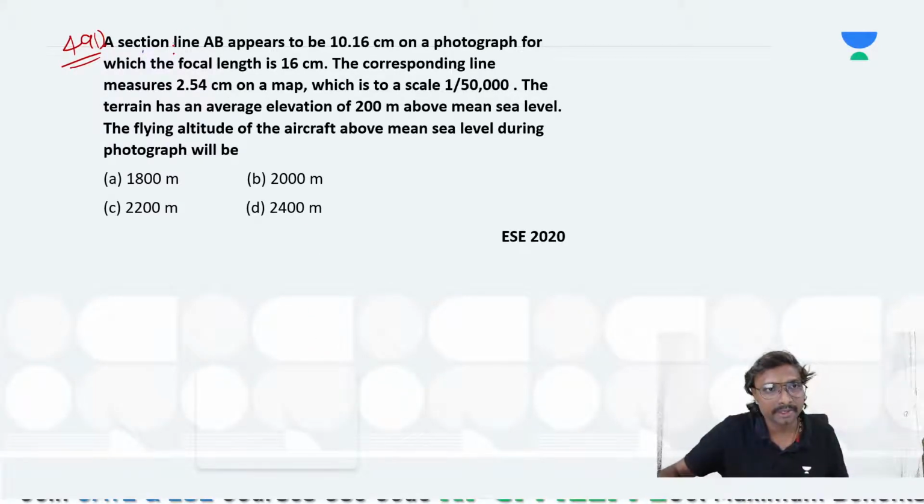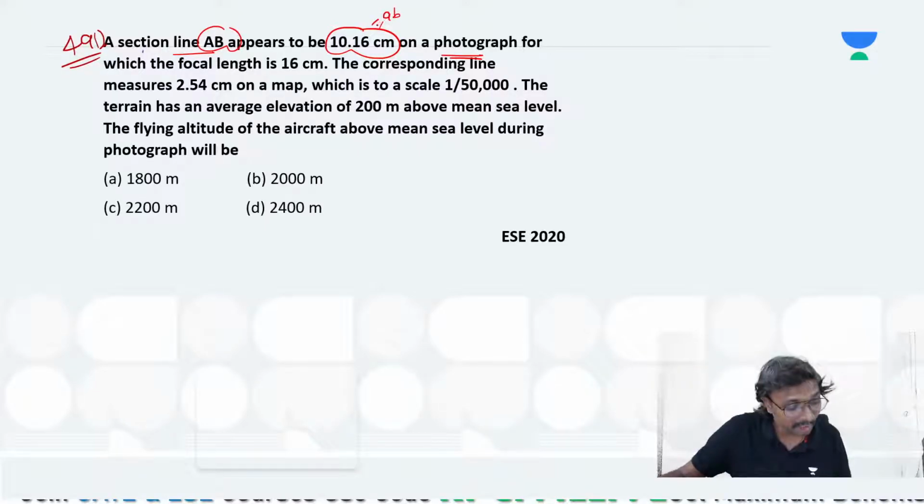So what is given here? A section line AB appears to be 10.16 centimeters on the photograph, right? AB on the photograph means this is your small ab. The photograph has a focal length of 16 centimeters, that F is nothing but your 16 centimeters. The corresponding line measures 2.54 centimeters on a map, which is to a scale of 1:50,000.